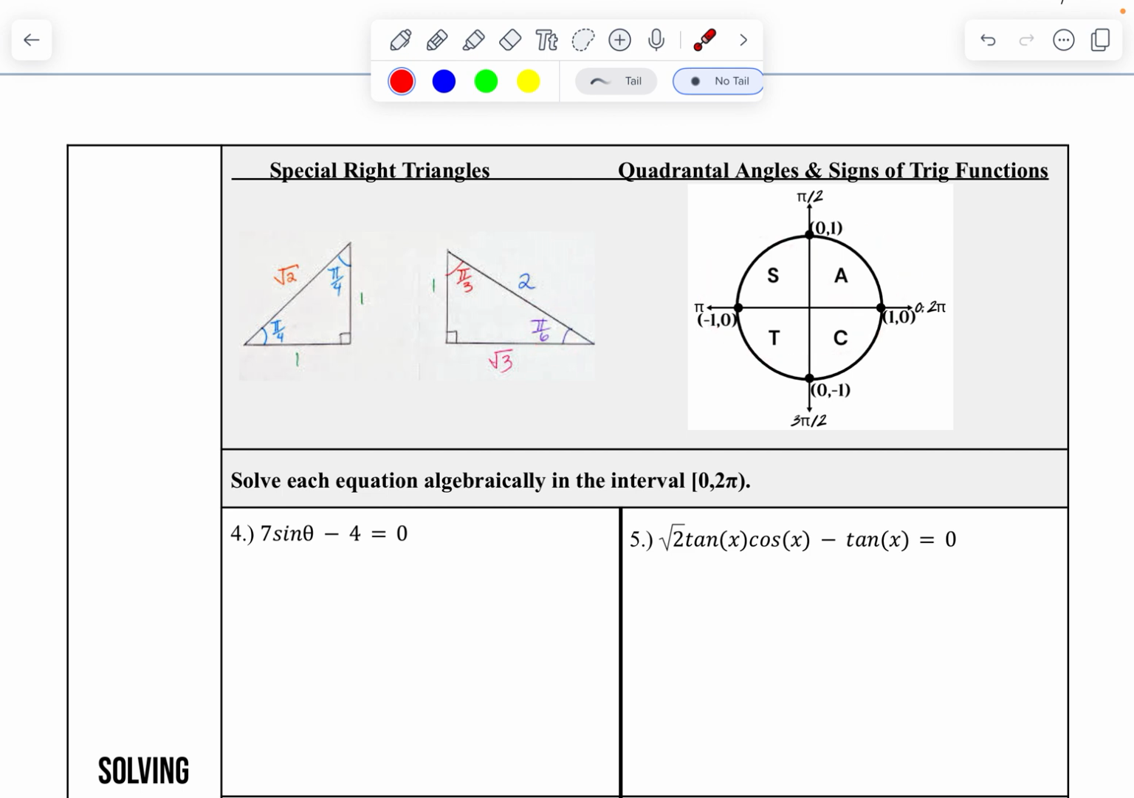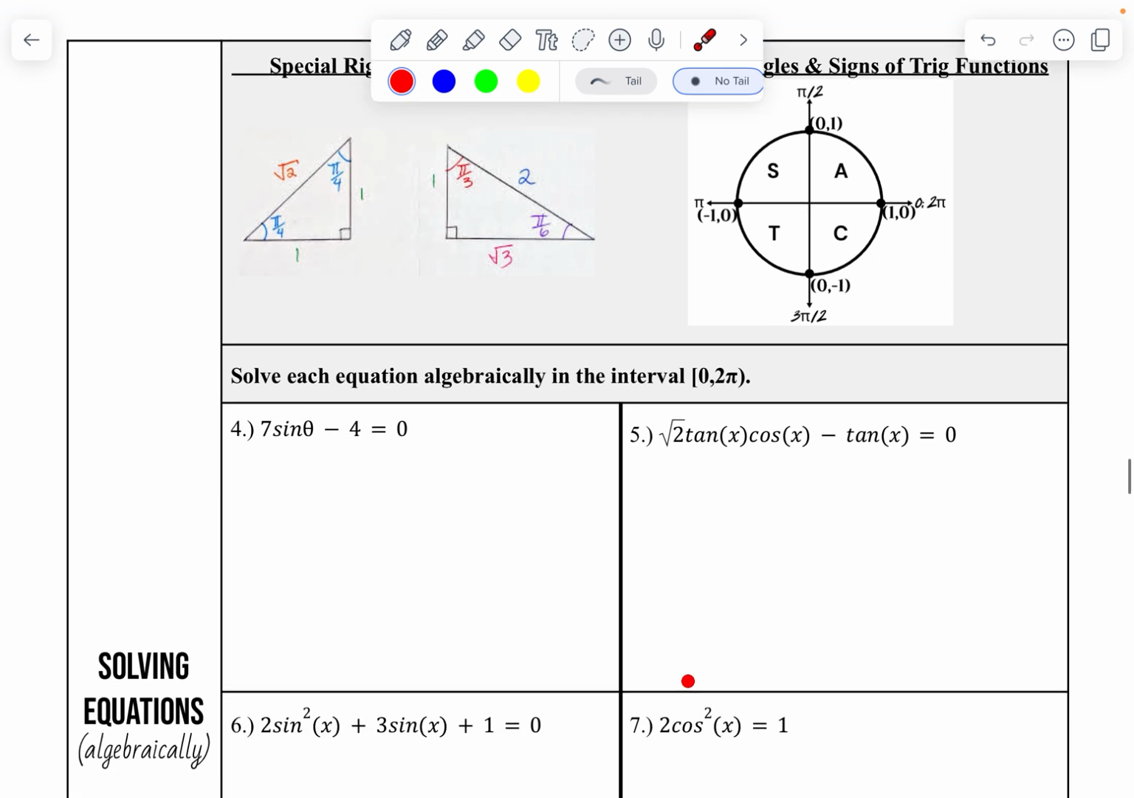Remember on your unit circle, this point 1, 0 here means cosine is 1, sine is 0. At pi over 2, cosine is 0, sine is 1. At pi, cosine is -1, sine is 0. And down at 3 pi over 2, cosine is 0, sine is -1. We know in the first quadrant, everything's positive. Second quadrant, the sine and cosecant are positive, everything else negative. Third quadrant, tangent and cotangent are positive, but sine, cosine, cosecant, secant are all negative. And over here, cosine and secant are positive, everything else negative. So we're going to remember all of that from previous units.